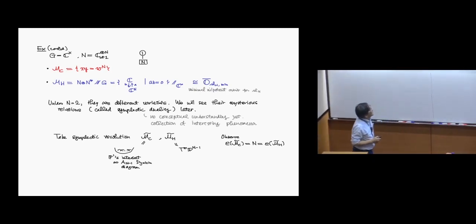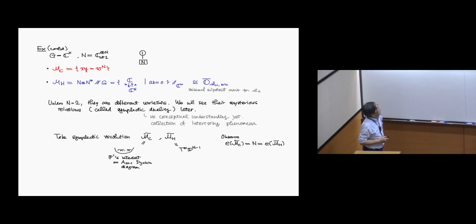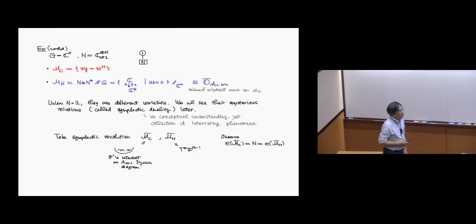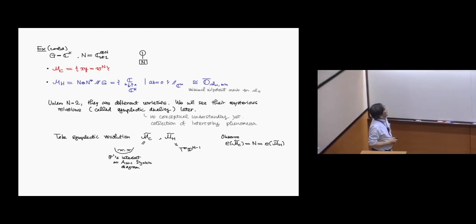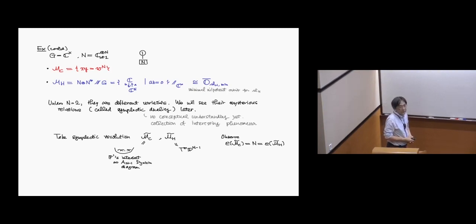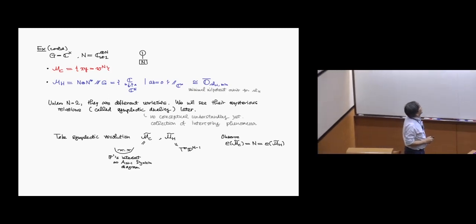But there are many various mysterious relations between these two seemingly very different varieties. And that is called symplectic duality. So for illustration, I give this one phenomenon. We consider the resolution. There is a natural, so-called symplectic resolution for both varieties.